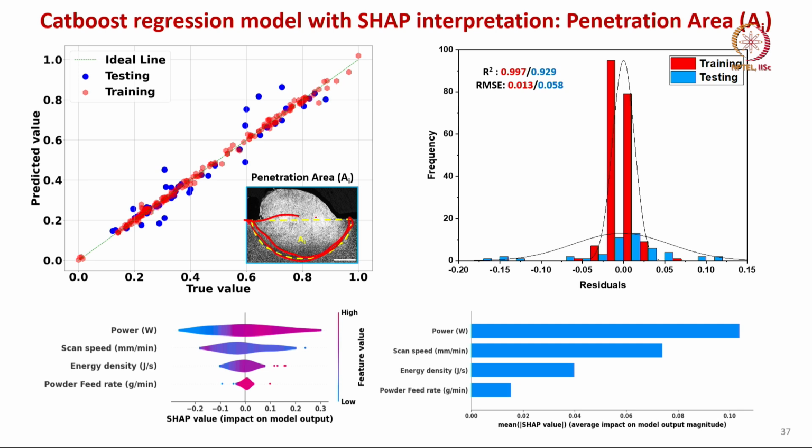Penetration area is modeled with the CatBoost model. You remember XGBoost, for the same data sets, was performing better for predicting the value of D, that is the depth of the weld pool or clad pool. And here again, a different algorithm, the CatBoost regression model with SHAP interpretation, was very useful for predicting the penetration area.